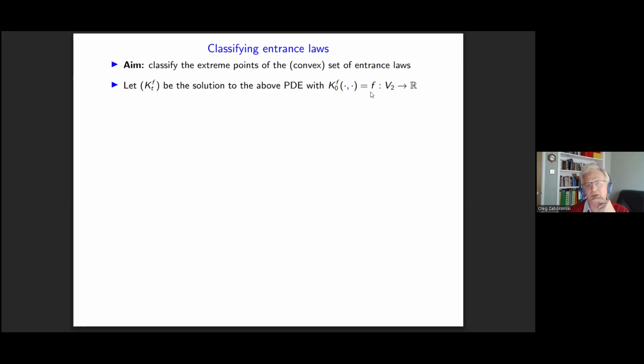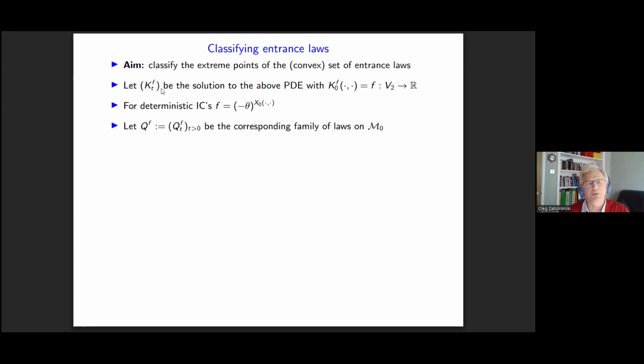I will think about it more generally, and the corresponding solution, the kernel, will be marked by the superscript f. So if we're interested in deterministic initial conditions, our f, as you've seen from the previous examples, is exactly minus theta to the initial number of particles in a subinterval of R. And I will also mark by this superscript f the corresponding family of laws on M0.